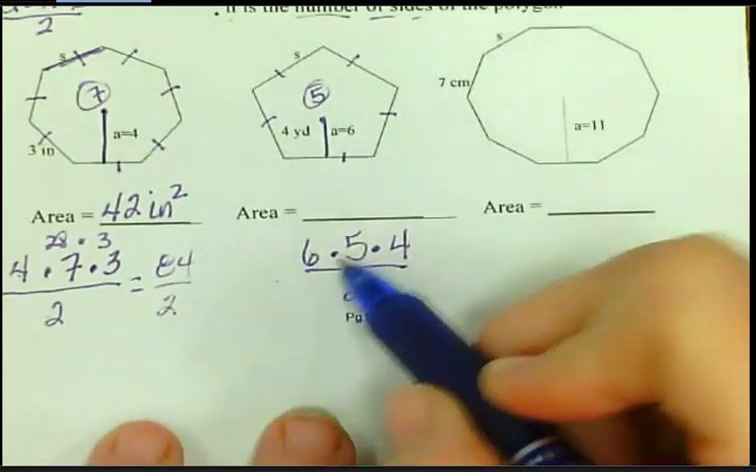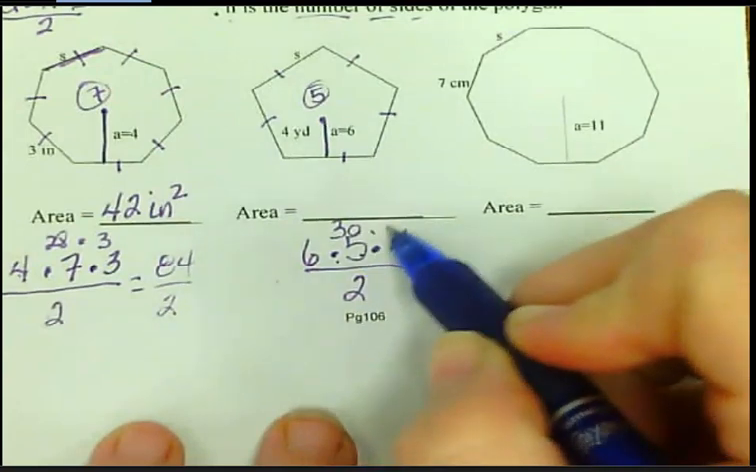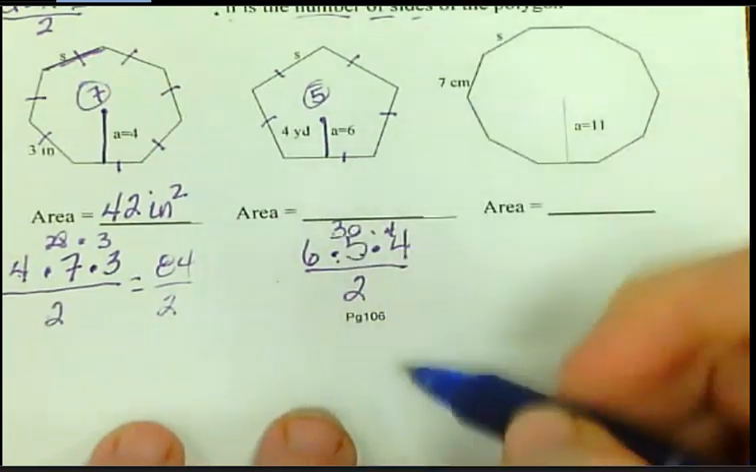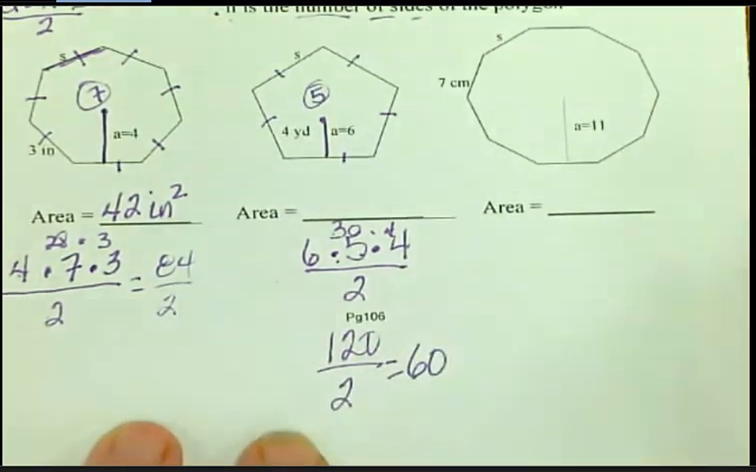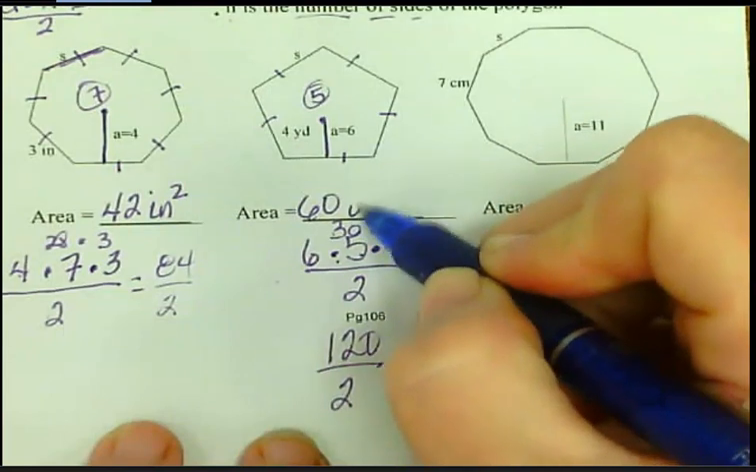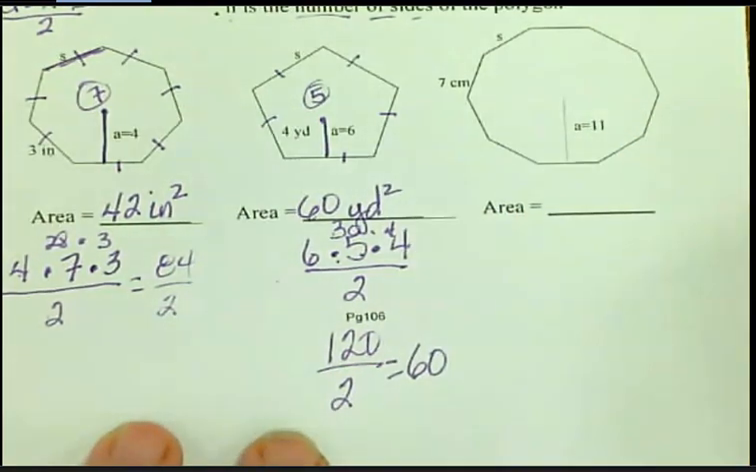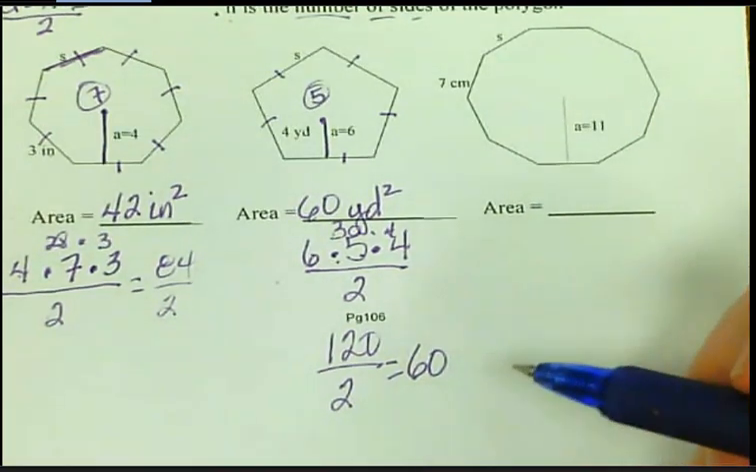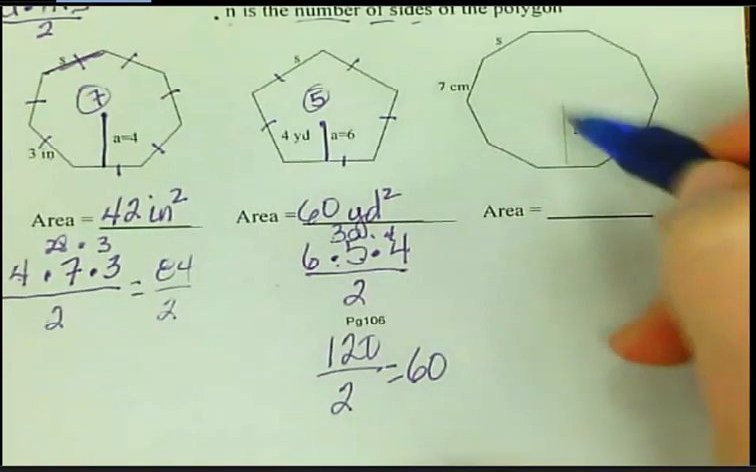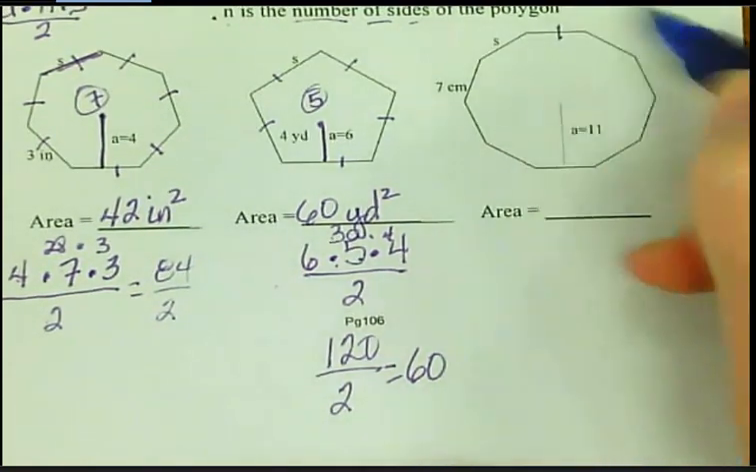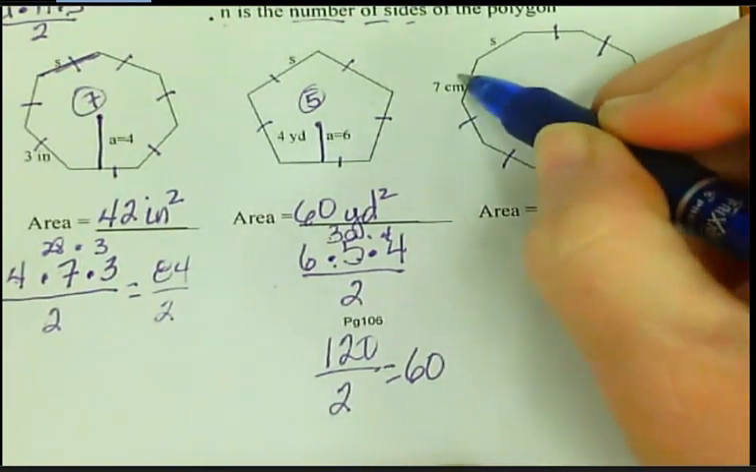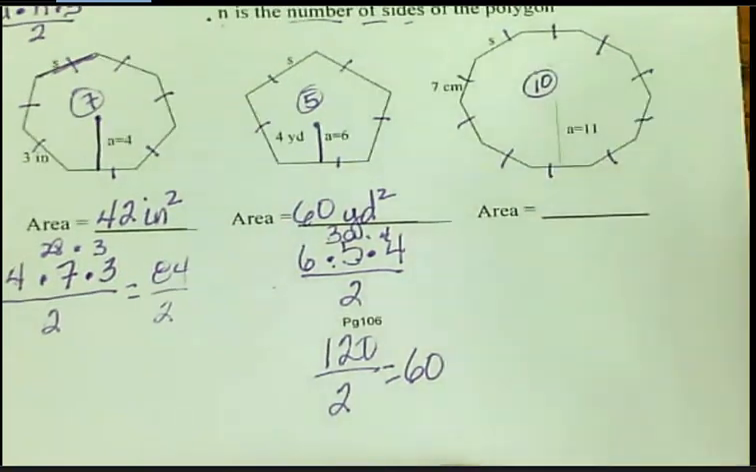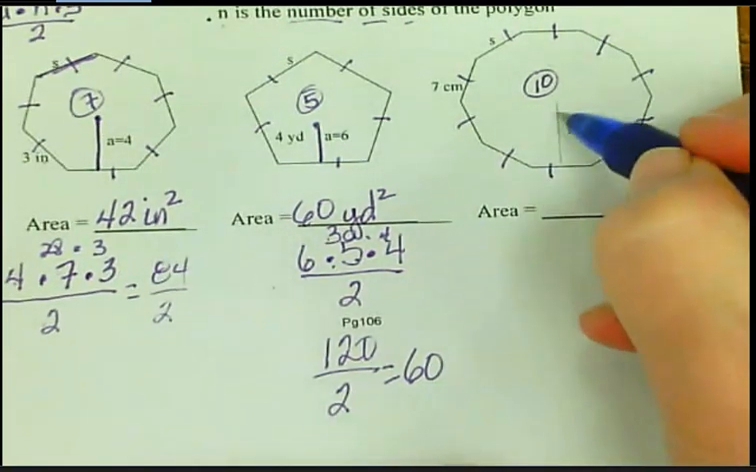We continue on. 6 times 5 is 30 times 4. 3 times 4 is 12. Put a 0, so that's 120. Divided by 2 is 60. So we have 60 square yards. Easy peasy lemon squeezy. Last one. How many sides do we have? All right, this is a decagon because we have 10 sides.